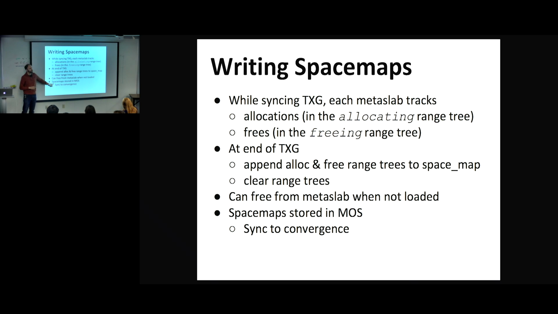So the space maps are stored in the MOS, which means that as we're writing the space maps, we have to allocate space to store those space maps. So you have this problem of convergence where we might say, great, I'm freeing this stuff, so append it to the space map, and then I have to write out the space map, and then that has to allocate more space. Then we have to append more things to the space map, which means we have to allocate more space for the space maps, and this could go on forever.